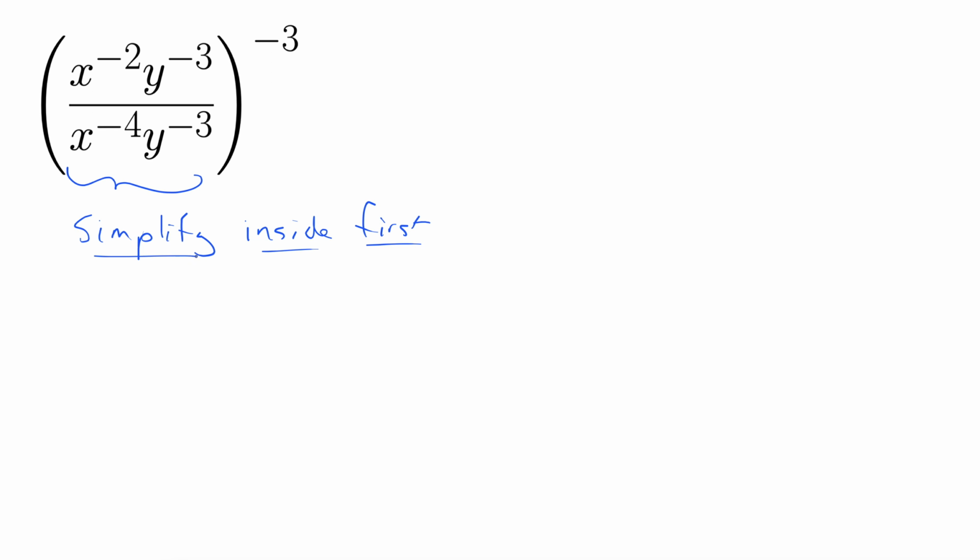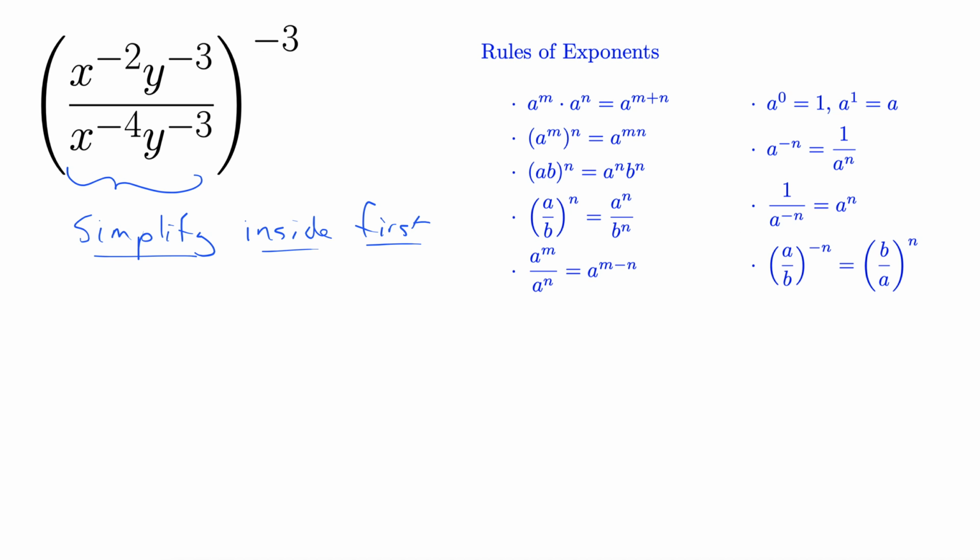Because bringing this negative 3 in is just going to make all these exponents harder to work with. Wait until the very end to do that. Okay, so let's bring in our rules of exponents just for reference. And there's a bunch of ways to proceed with this problem. I think I'm just going to use mostly this rule right down here. Okay, a to the m over a to the n is a to the m minus n. That'll get us where we need to go, but you're welcome to try using some different properties.